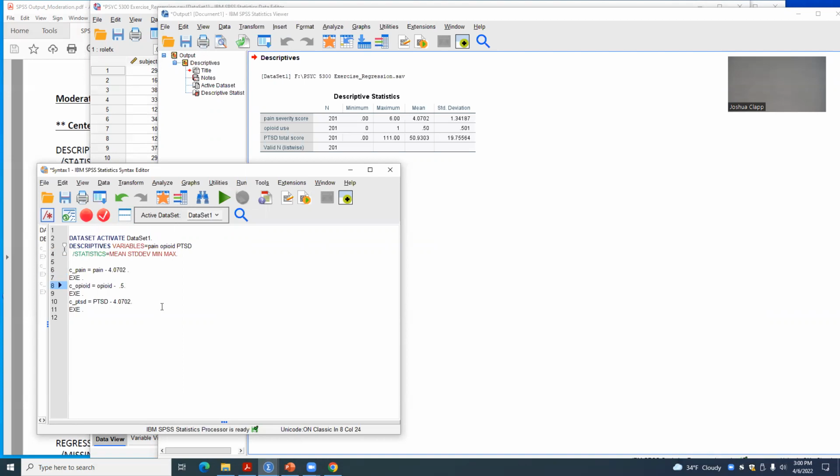Stata users, this is easier because you just hit M center and then list your variables and it'll do it all for you. In SPSS, you kind of got to do this by hand. So you go through and run this.